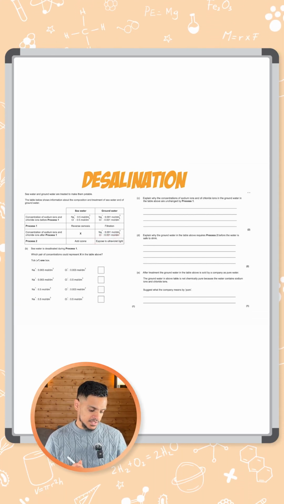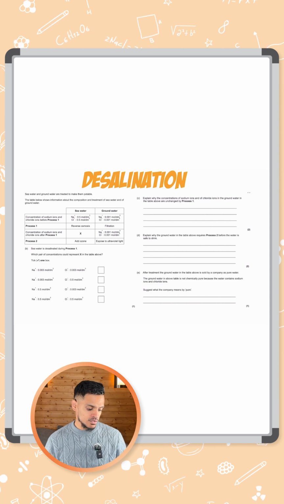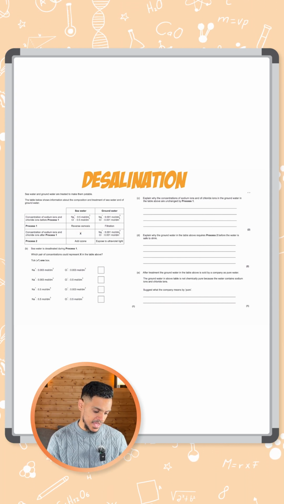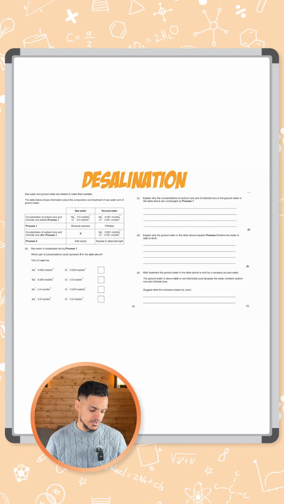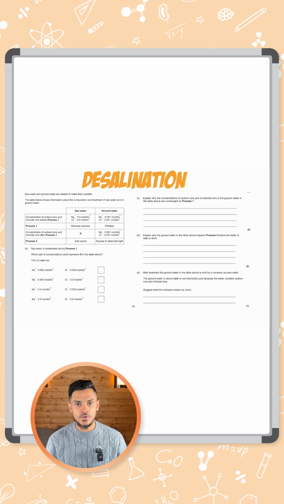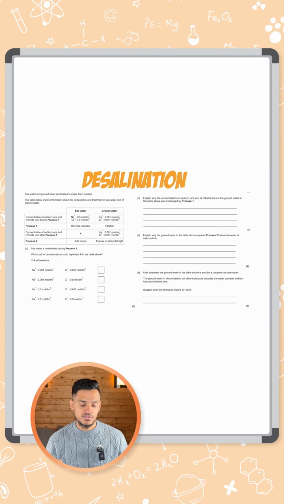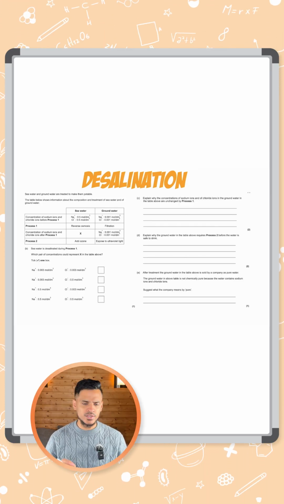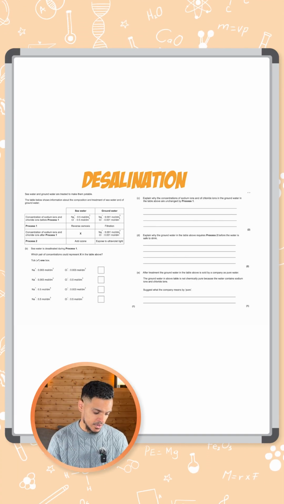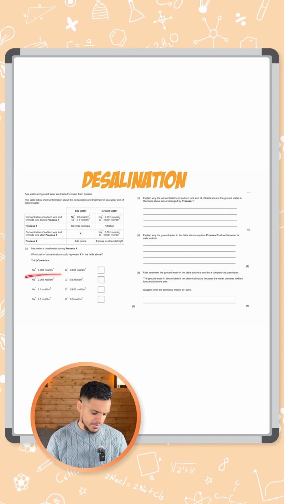So the first part says, which pair of concentrations could represent X in the table above. So X is here. It represents the Na+ and Cl- ions after the reverse osmosis has occurred. So remember, reverse osmosis removes the ions from the water. So ideally you would want 0 of Na+ and 0 of Cl- by the end of it. That's what you'd ideally want in X. But we don't have that option here.